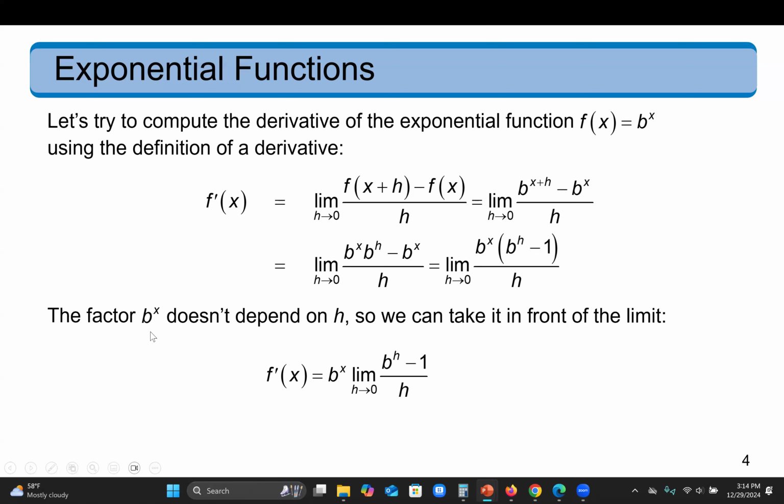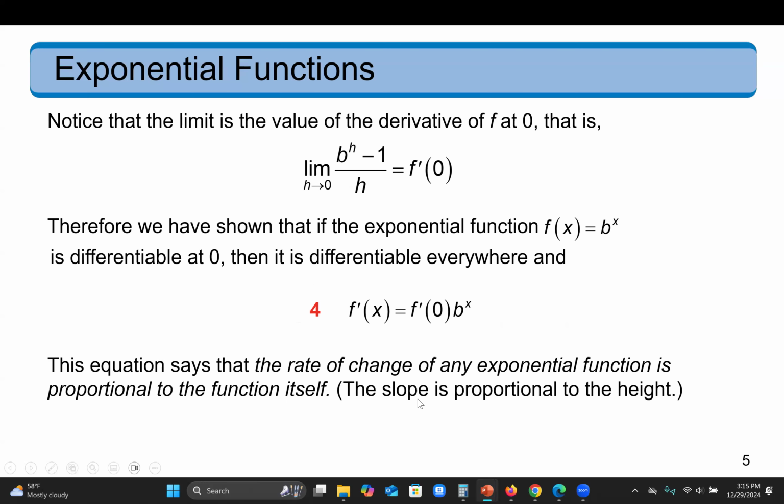So here the factor b to the power x doesn't depend on h. As we can see, we can bring b to the power x out, so we bring it to the front. Then the limit as h approaches 0 of b to the power h minus 1 over h. Now we can notice that this limit is the value of the derivative of f at 0. So the limit as h approaches 0 of b to the power h minus 1 over h will be the derivative of f at 0.